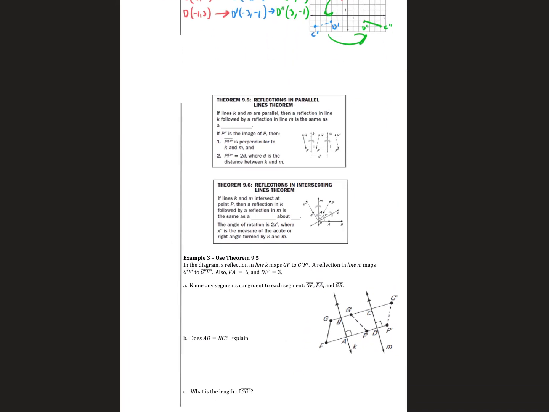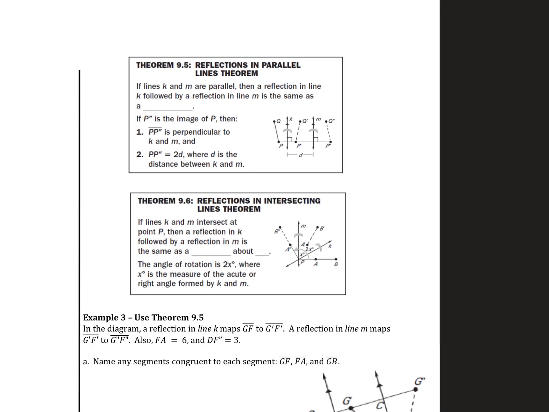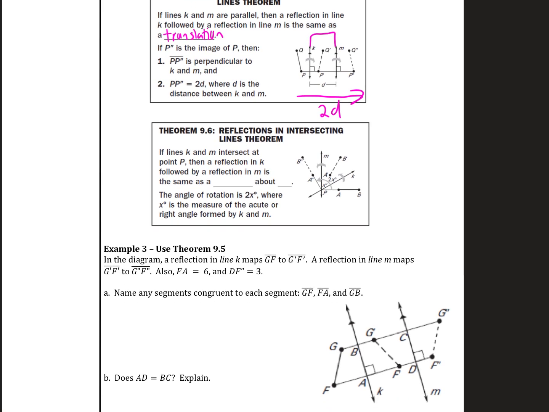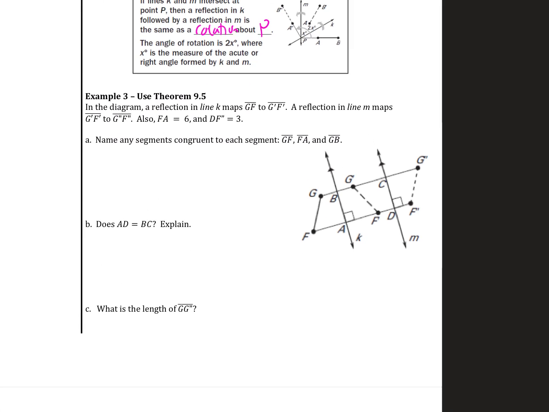A couple more things here. Reflections in parallel lines. If you reflect over parallel lines, you get a translation. So basically, if you flip over two parallel lines, the distance they move is equal to 2 times the distance between the parallel lines. And then reflecting over intersecting lines is the same thing as a rotation about point P.